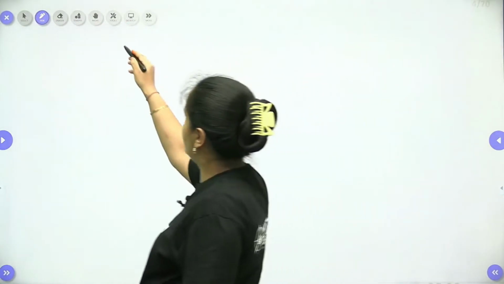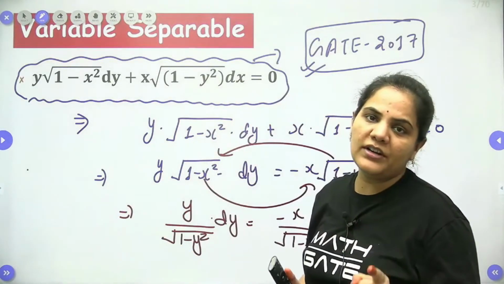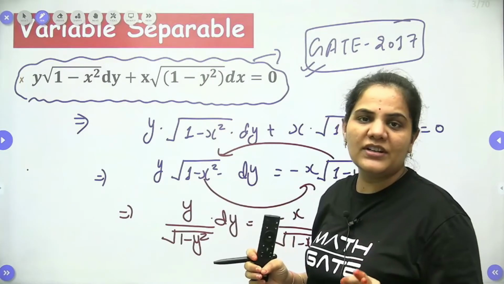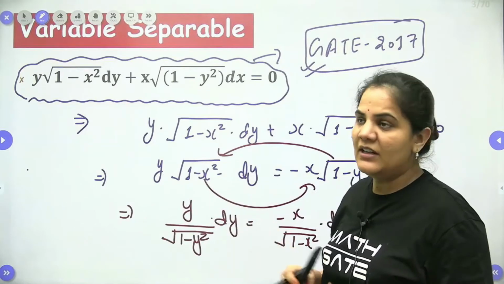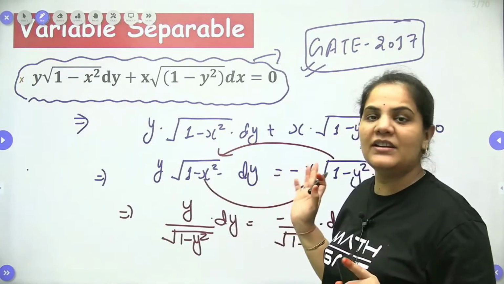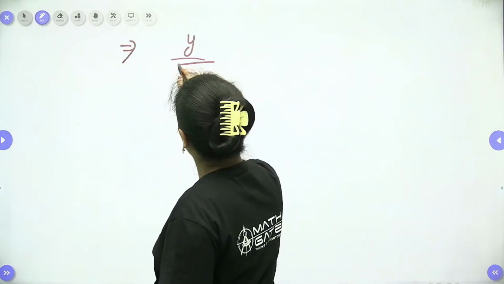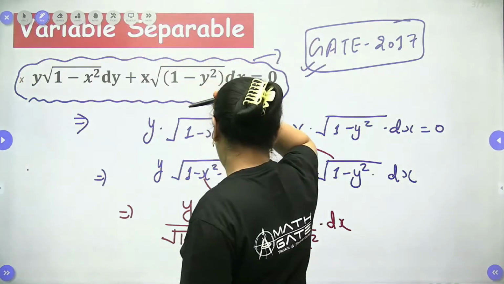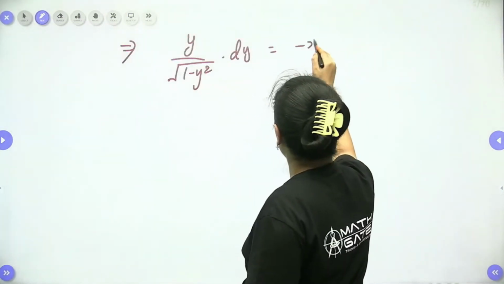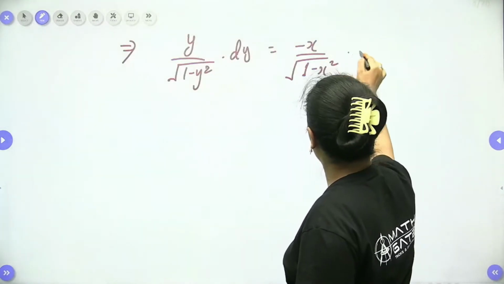So let's approach it, but before approaching it, you should know those 6 formulas, as I already told you, because without integral calculus you are not able to approach the variable separable method, right? It's directly linked with the integral. Okay, so let me write it down one more time. y divided by root of 1 minus y square dy is equal to minus x divided by root of 1 minus x square dx.